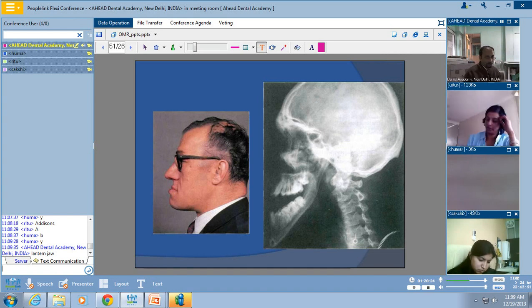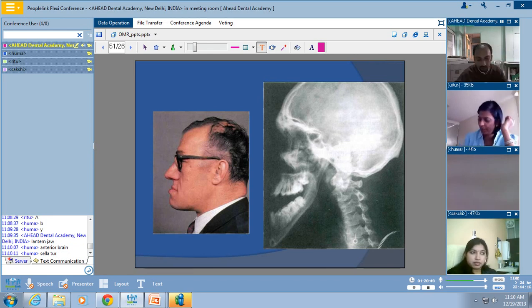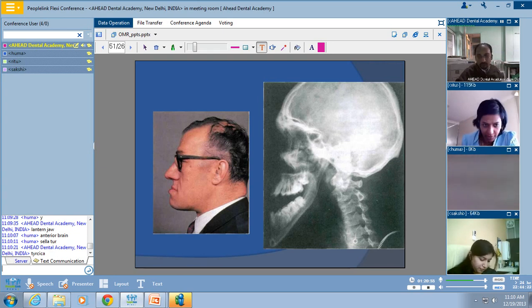The second common finding. I'll ask you a simple physiology question. Where is the pituitary gland present? In which exact area of the brain or skull? Anterior brain, okay. Which part of the skull? Sella turcica. Excellent. Sella turcica. There is an enlargement of the sella turcica in patients with gigantism and acromegaly.